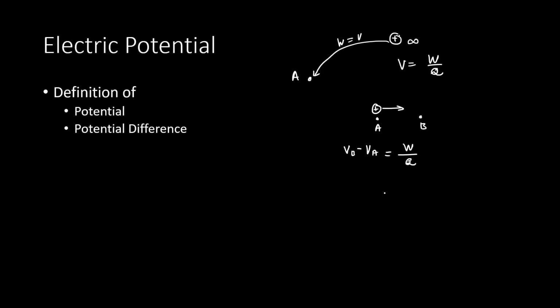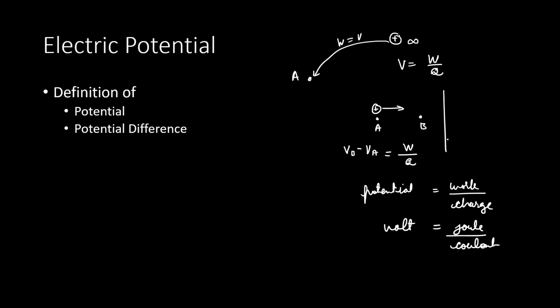Okay, so what does V stand for? It stands for potential. What does W stand for? Work. And Q stands for charge. And charge is measured in Coulomb. So potential is measured in volt. Okay, so therefore, you have 1 volt equal to 1 joule upon 1 coulomb. So therefore, we have the definition of volt.